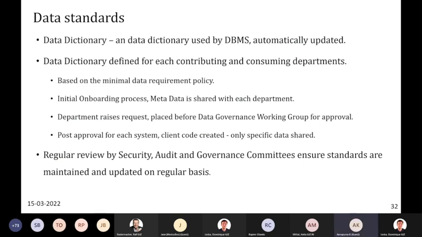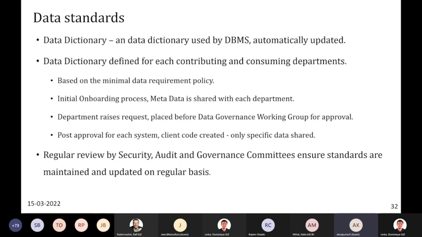So the data standards adopted in Kutumba is we have a data dictionary, which is automatically updated. This data dictionary is also defined for both contributing and consuming departments. When we say contributing, these are the departments which are the source or the owners of the data. For example, caste and income data, birth and death registry. Consuming departments are mainly those departments which consume Kutumba data for implementing their schemes. Whenever the data dictionary is defined for contributing departments or consuming departments, it is based on the minimal data requirement, and during the initial onboarding process, we share the metadata with each department.